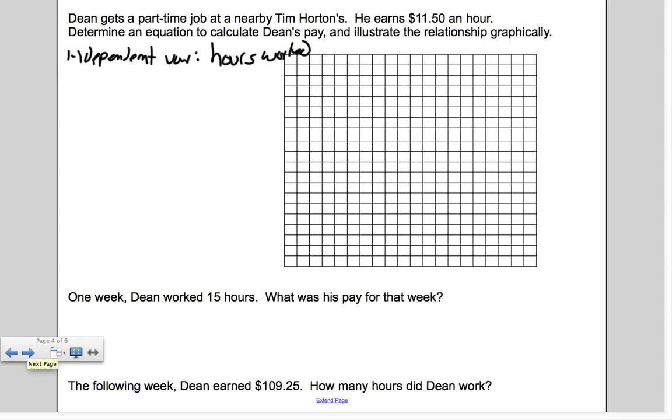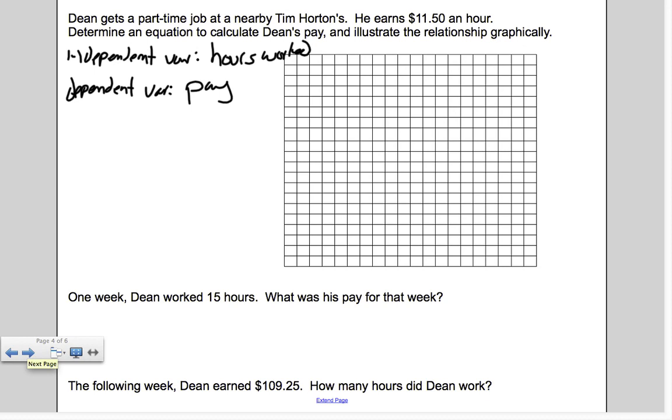So it's good to note that it's not $11.50, that's not the independent variable, because that one doesn't change. The variable changes its value, right? So $11.50 just doesn't change, that's the rate that we're paying Dean. No more, no less. So the independent variable is the one that's going to affect his what? So what's our dependent variable? The money. Yeah, or his pay. Right? So here we have pay as the dependent variable.